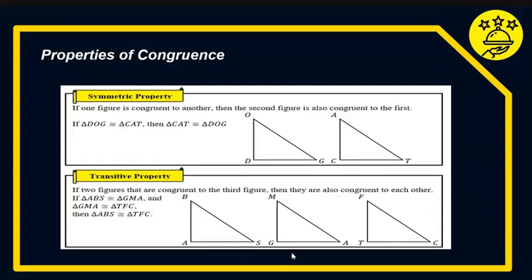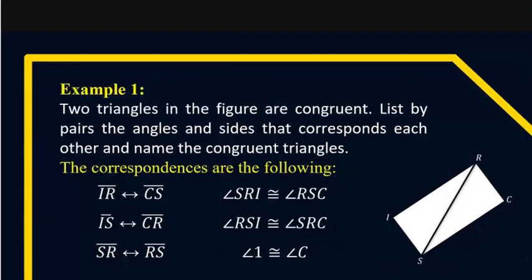So if we have triangle ABS congruent to triangle GMA, and triangle GMA is congruent to triangle TFC, then we can conclude triangle ABS is congruent to triangle TFC. Next, we have an example. The two triangles in the figure are congruent. List the pairs of angles and sides that correspond to each other and name the congruent triangles.